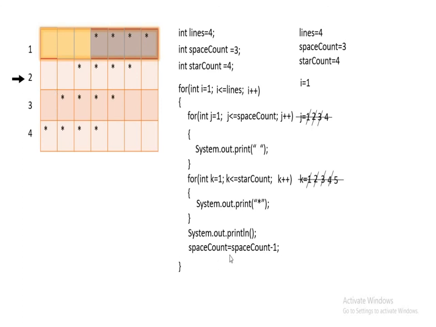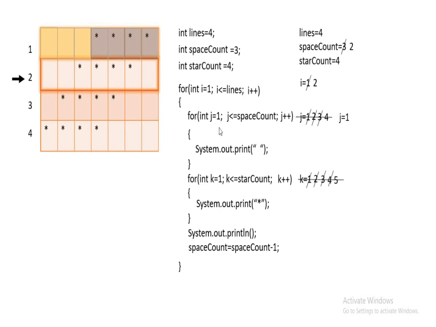Then space count equals space count minus 1, which means 3 minus 1 equals 2. Space count becomes 2. Then go back to i++. I becomes 2 now. So line 2 is selected. Then 2 is less than or equal to 4. That's why it comes to here.